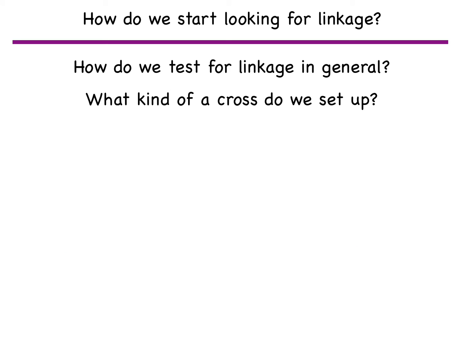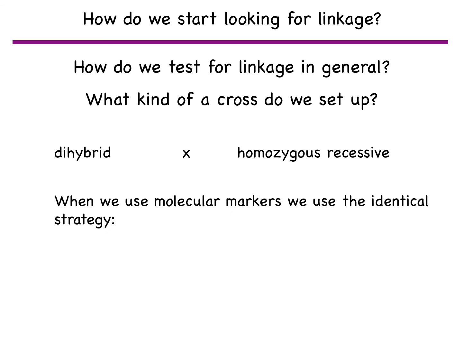So how do we start looking for linkage? How do we test for linkage in general? What kind of a cross do we set up? In general, we take a dihybrid for both of the traits we're looking at, and we cross it to a homozygous recessive. We do a test cross, right? The logic we use with molecular markers is basically identical. We take a fly that's heterozygous for the marker allele and heterozygous for the trait of interest, and we cross it to a homozygous recessive. Now, recessive doesn't have any meaning with respect to these molecular markers, but the important point is it's homozygous.